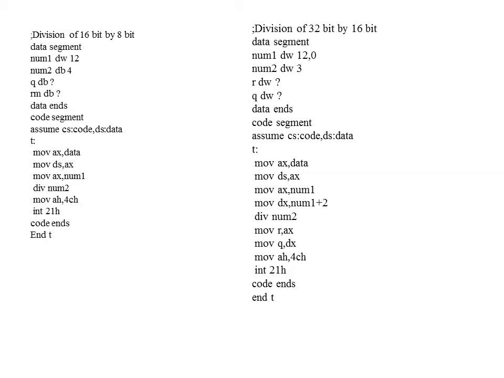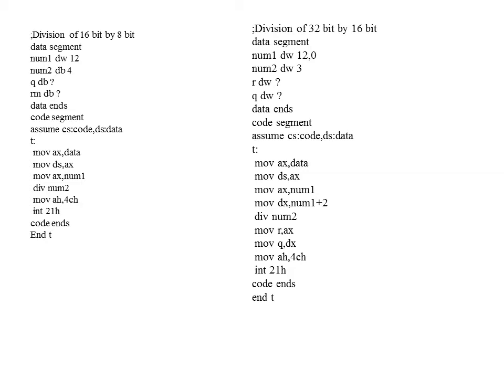Then after initializing and loading the data segment, move AX comma num1. Num1 is transferred to AX. Then div num2. Only one operand is passed because the other operand is by default in the AX register. So the quotient will be stored in AL and the remainder will be stored in AH.